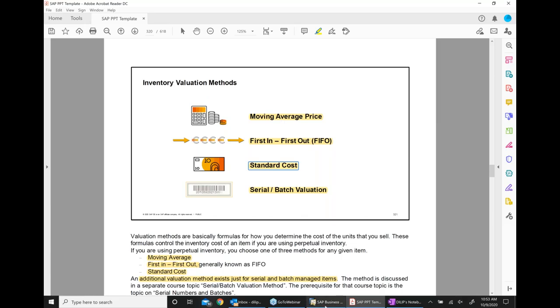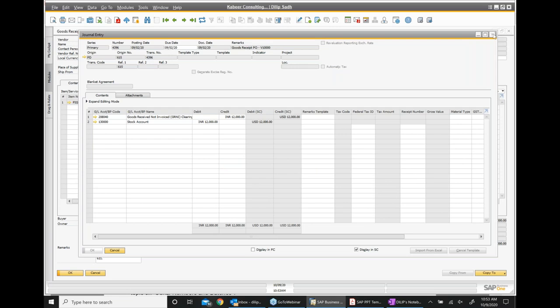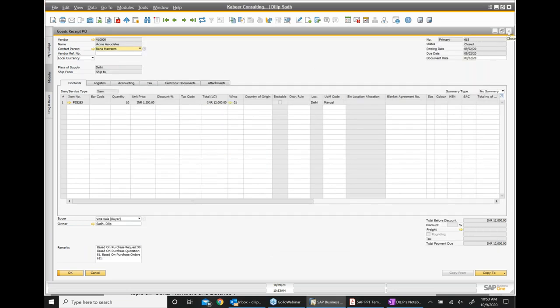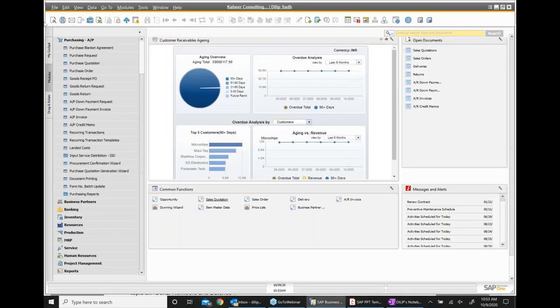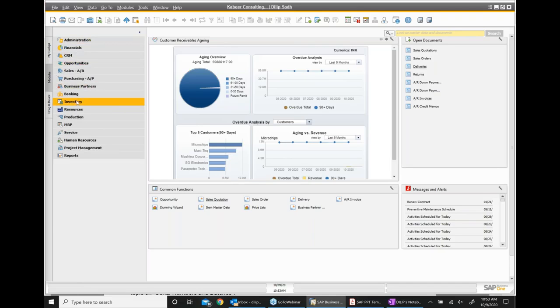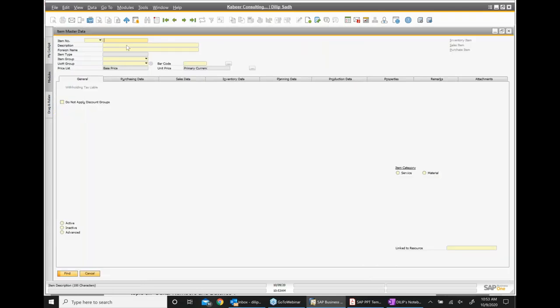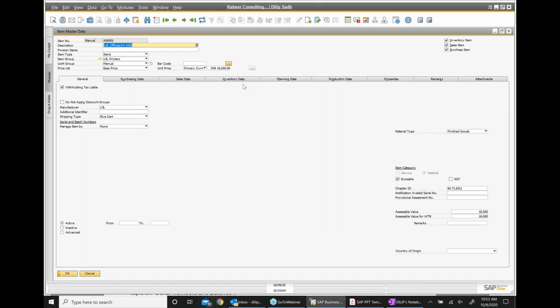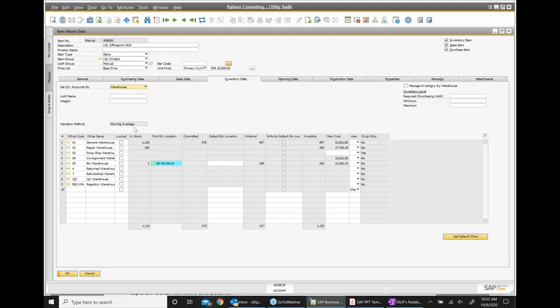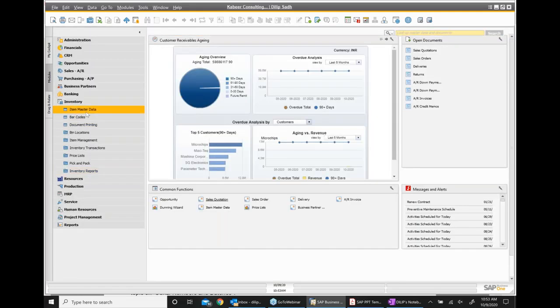Moving average price. Now we see here, let us say I want to go to item master. Let me look at the item master and select any of my material, for example. So this is the material we are using. And in this material, if I go to item data, we have a valuation method, moving average price. Okay, how did it come? We have no idea. So we go to item master.